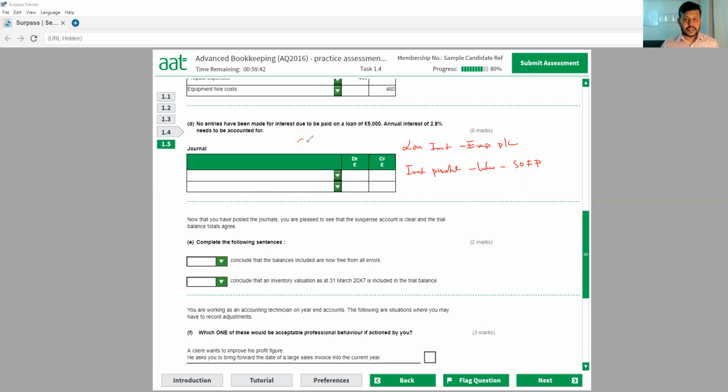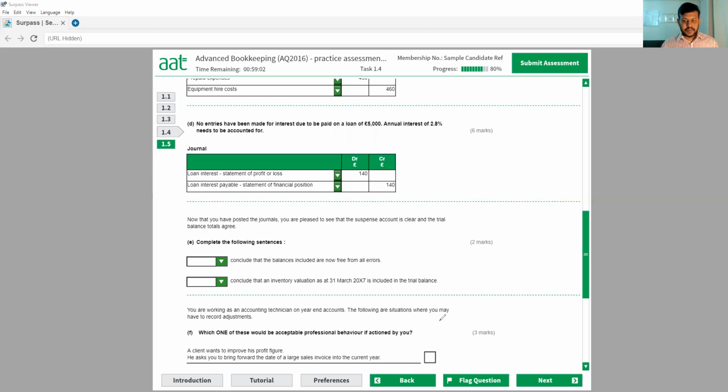So on the profit and loss account, we claim the expense, and on the financial statement, we create the liability. So let's see how much it is. 5,000 is the capital amount, and 2.8% is the interest. So let's do that. 5,000 times 2.8% will give you 140. Very well done. And you have to now record the journal. So it's the loan interest, statement of profit and loss, 140 is a debit. And the loan interest payable on the statement of financial position is a liability. That's why it will be your credit. That's it.